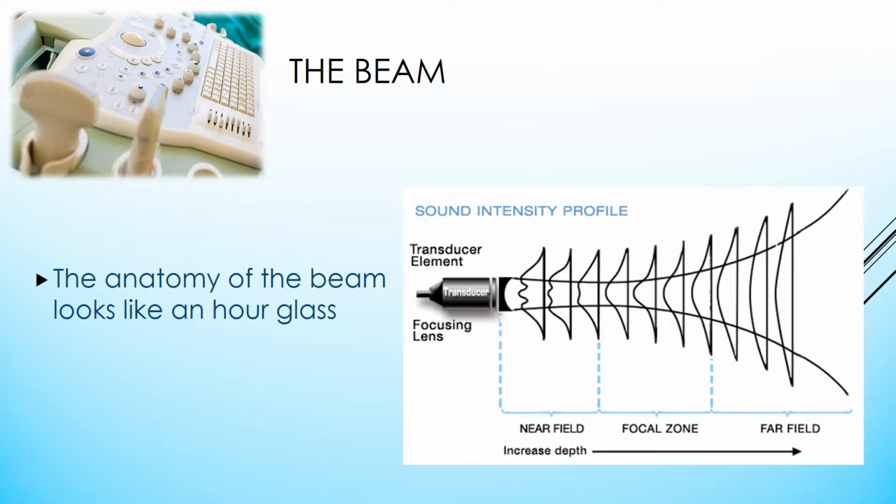The anatomy of the beam looks like an hourglass. Near field is referred to as the Fresnel zone. Far field is also known as the Fraunhofer zone. A single crystal transmits a semi-spherical beam. When placed in an array, the beam takes on the characteristics of an hourglass shape due to the constructive and destructive interference. This is known as Huygens principle.